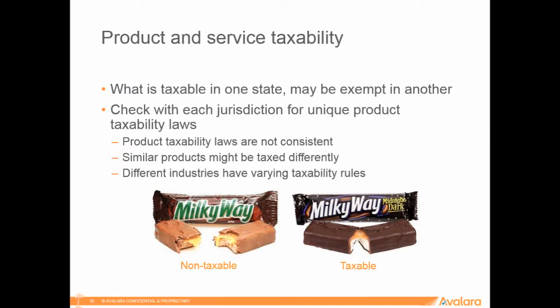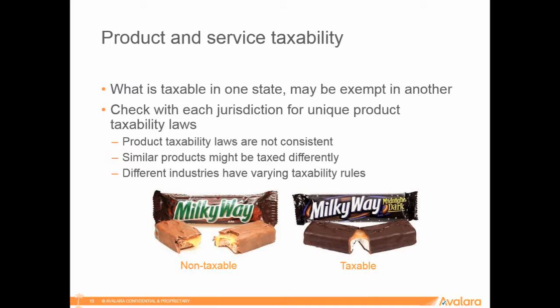Our little example down here of the Milky Ways: the Milky Way on the left is not taxable because it has flour in it and it's food. The right one is taxable because it does not. So, how would you know this? You would think they're just both candy bars, right? They're both Milky Way, but unfortunately that's not the case. Some person lobbied for this crazy rule, and that's how it is.